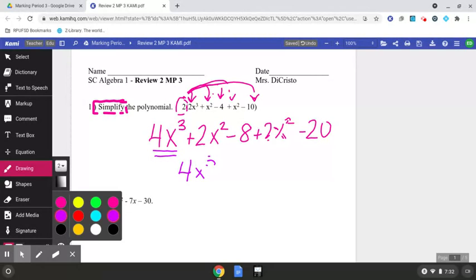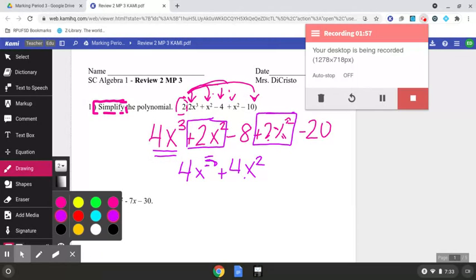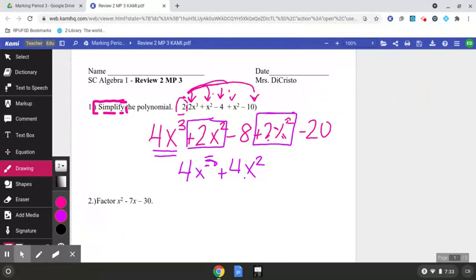After that, we're going to look to see what the next highest exponent is. In this case, it's an x squared. So I see an x squared here and an x squared here. When you add these, 2 plus 2 would be 4x squared. Okay, and then lastly, we have this negative 8 and negative 20 that we can add together to get negative 28.